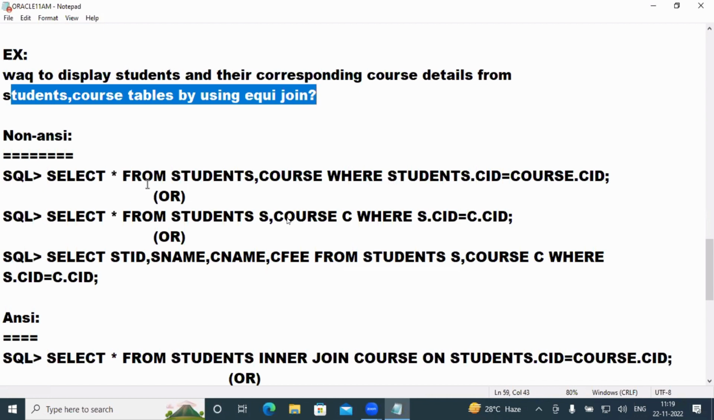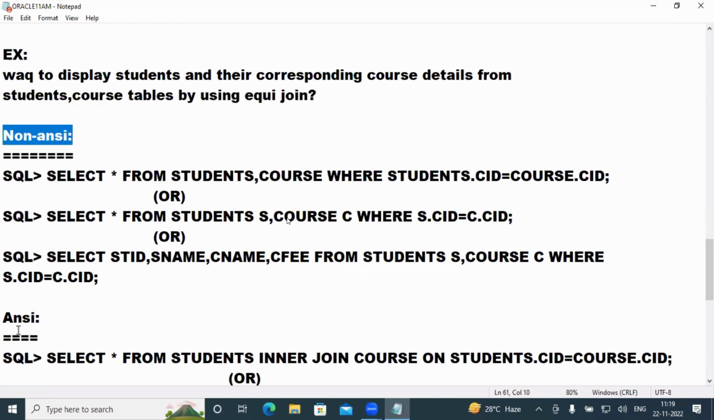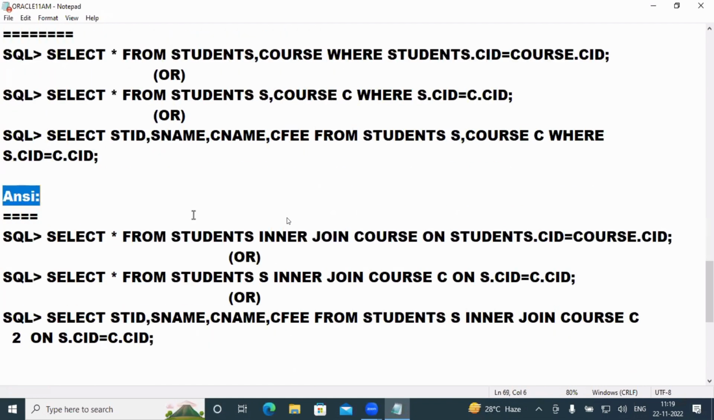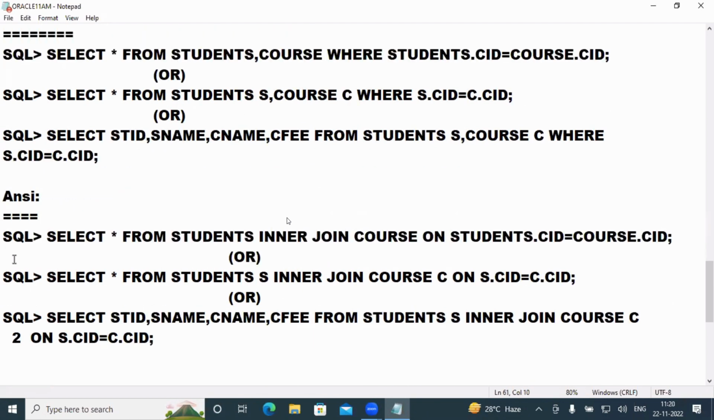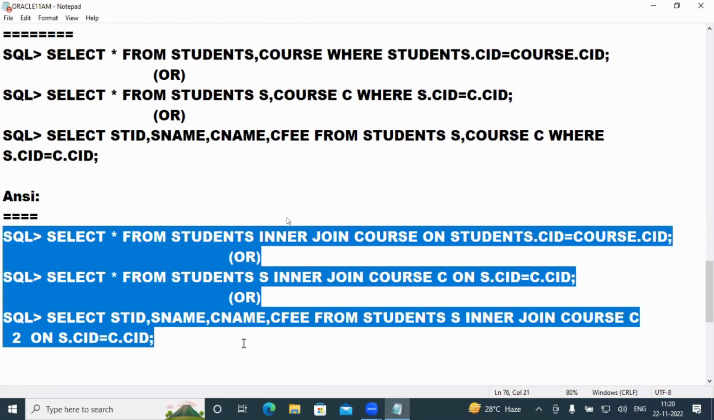Joins can be written in two formats: one is non-ANSI and the other is ANSI. The difference is compatibility, like portability. Non-ANSI joins are not portable, but ANSI joins are portable, and these statements can be moved into any database without any modifications. So that is the advantage of ANSI.